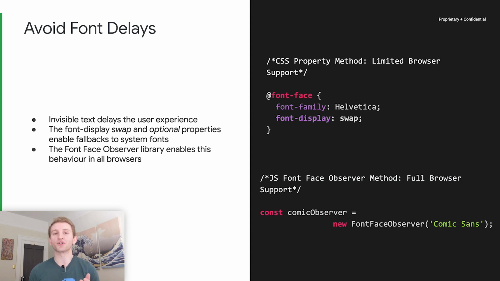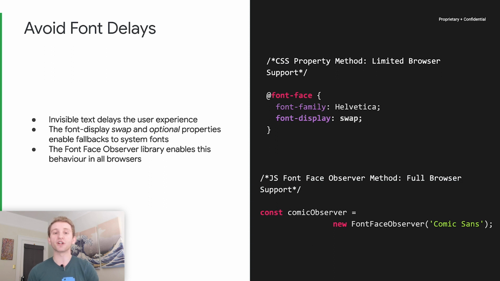Avoiding font issues is critical. The dreaded flash of unstyled or invisible text not only serves as a delay for the user being able to read your text, but also, to be frank, it's super janky. It just doesn't look or feel good. Luckily, there are two good ways to avoid this. On most modern browsers, such as Chrome, the CSS font display property supports the swap and optional attributes. Swap will show an appropriate system font on the user's device, and then swap in the font once it gets loaded. Optional abandons the custom font if it doesn't load in time.